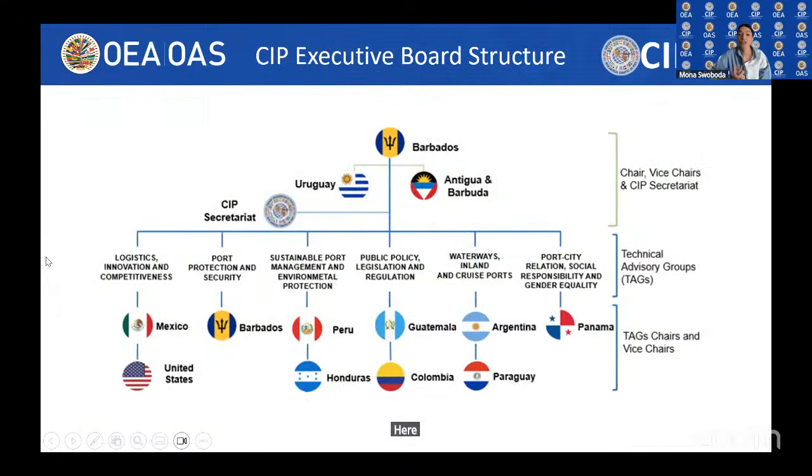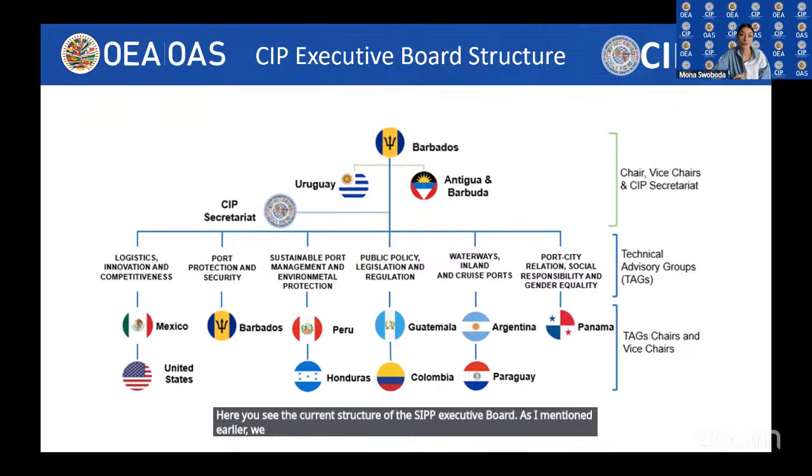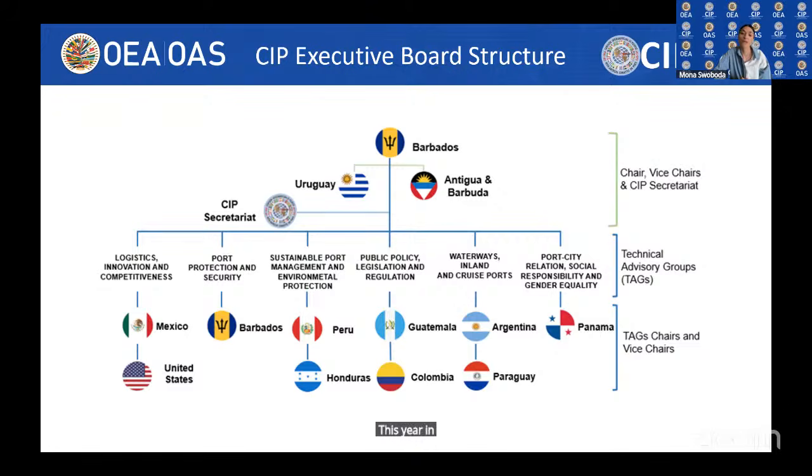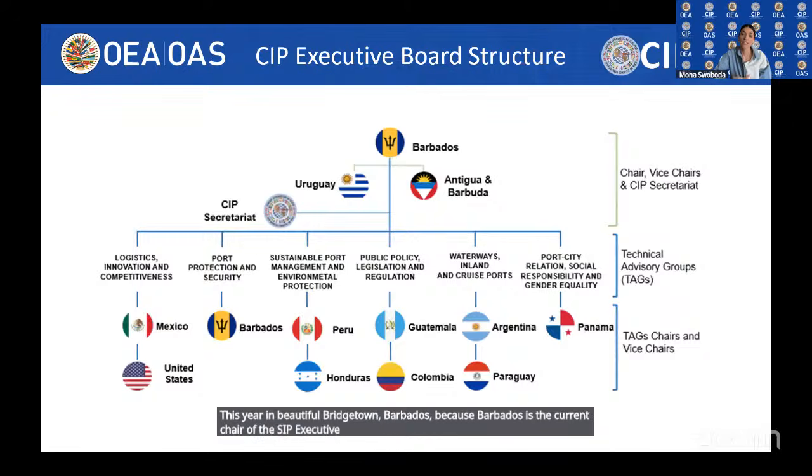Here you see the current structure of the SIP Executive Board. As I mentioned earlier, we have a ministerial process, which means every 3 years we hold a ministerial meeting. And that means every 3 years during that ministerial meeting, we elect the new board of the SIP. So this is our current board. Our next ministerial meeting will be held in June this year in beautiful Bridgetown, Barbados, because Barbados is the current chair of the SIP Executive Board. And then you can see that Uruguay is the first vice chair, Antigua and Barbuda is the second vice chair, and this is always through the national port authorities of the respective countries.